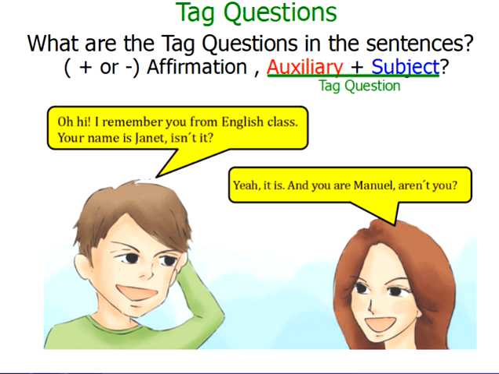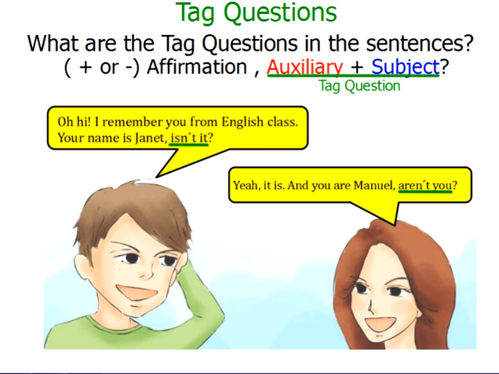So let's look at this first sentence. It says, oh, hi, I remember you from English class. Your name is Janet, isn't it? So what's the tag question? Yes, our tag is, isn't it? The auxiliary and the subject. And in the second example, it says, yeah, it is. And you are Manuel, aren't you? So again, the tag in this particular sentence is, aren't you?